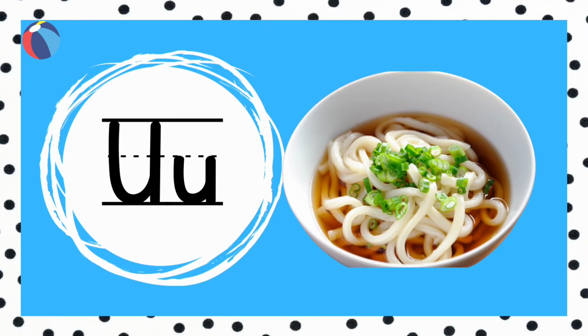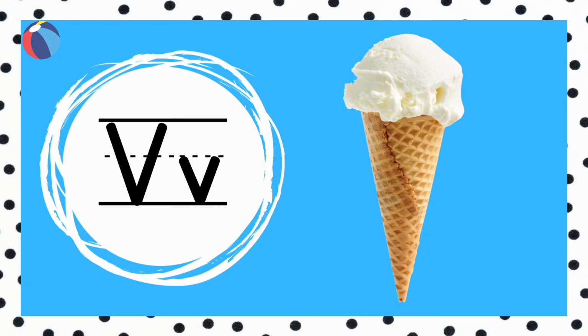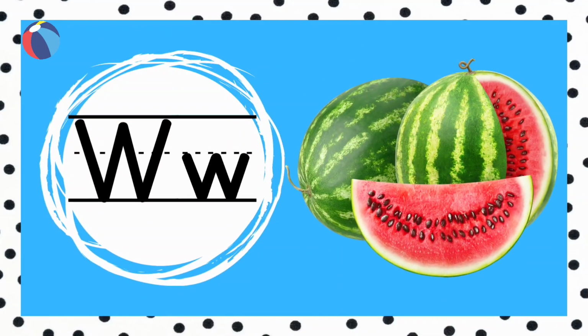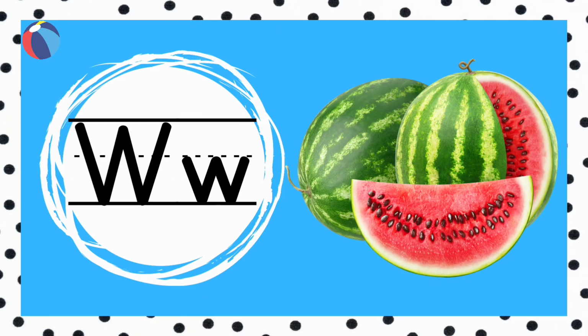U for udon. Udon. V for vanilla ice cream. Vanilla ice cream. W for watermelon. Watermelon.